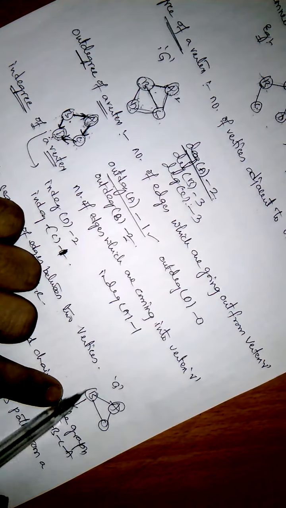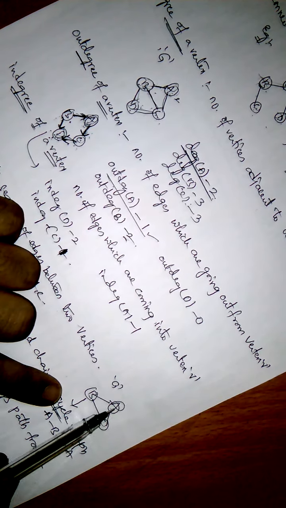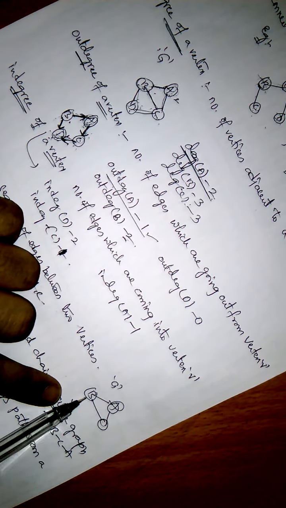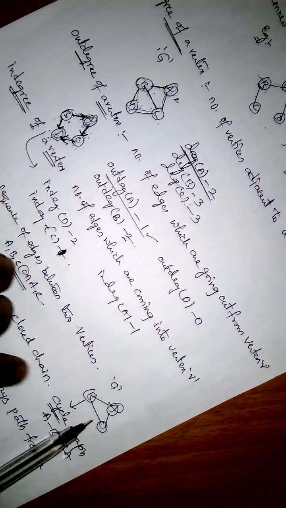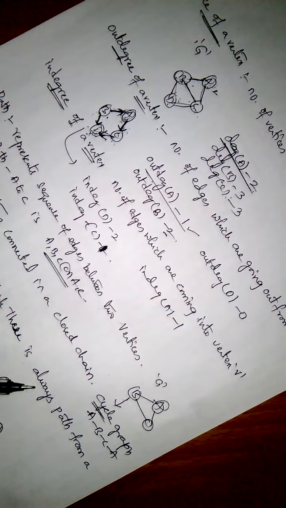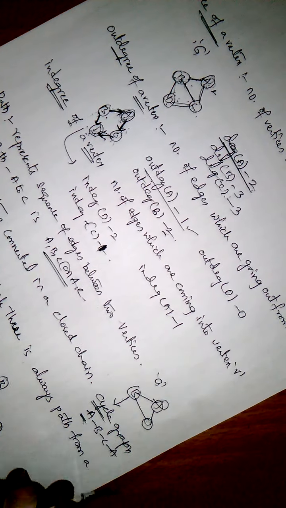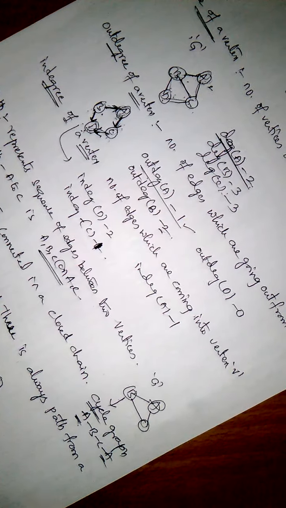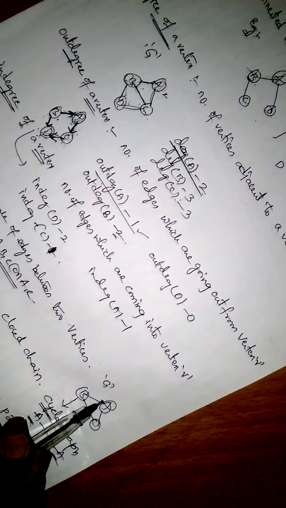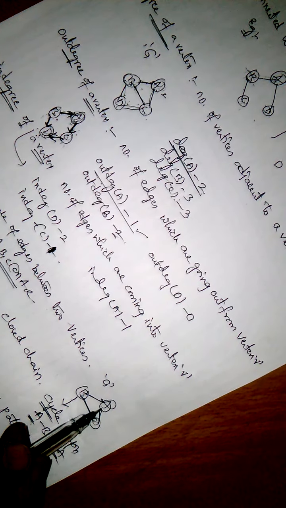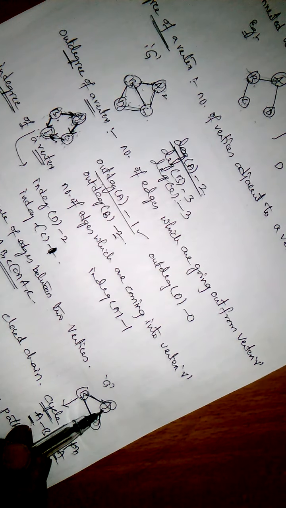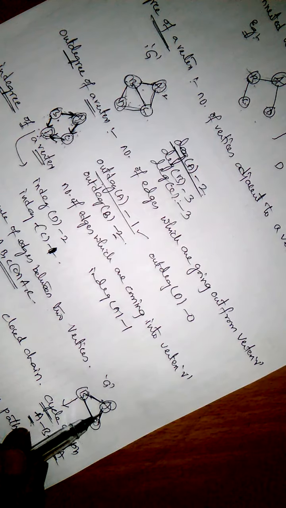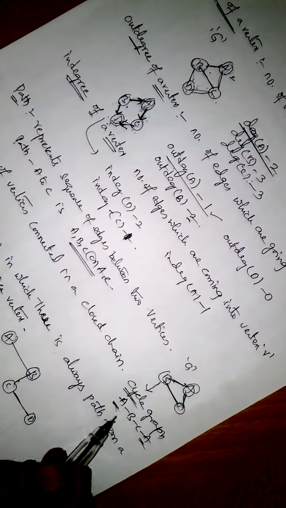See this example. This is an undirected graph. What is the path from A to B? A, C, B, we can move A, B. This is called a path. What is a cycle? A number of vertices connected in a closed chain. That means the starting vertex and end vertex will be the same, then it becomes a cycle. If you take this example, we traverse A, B, C, A. This is called a cycle.